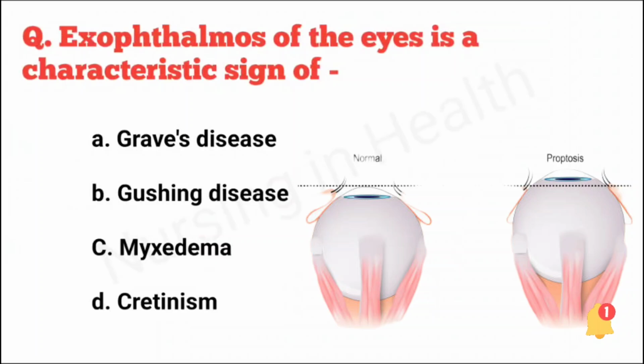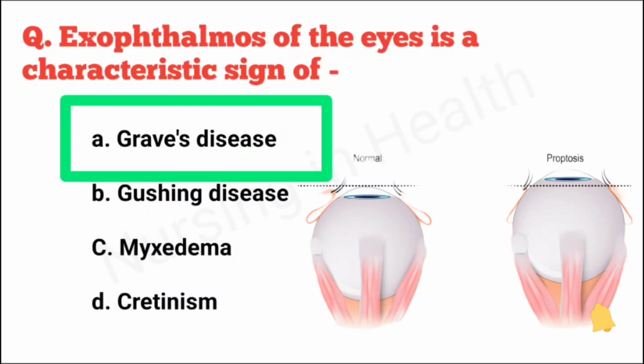Exophthalmos of the eyes is a characteristic sign of Graves' disease, Gusing disease, myxedema, cretinism. Right answer option A. Graves' disease.